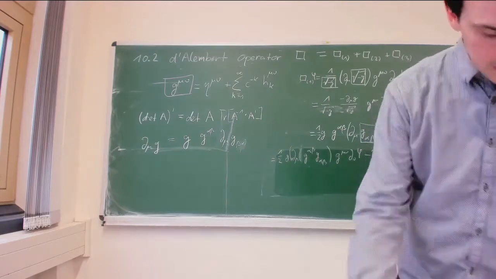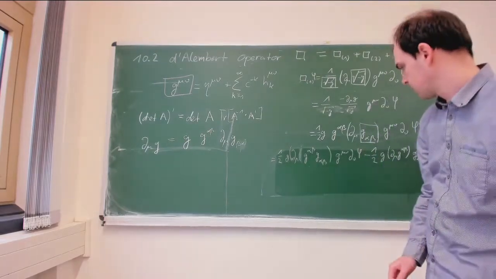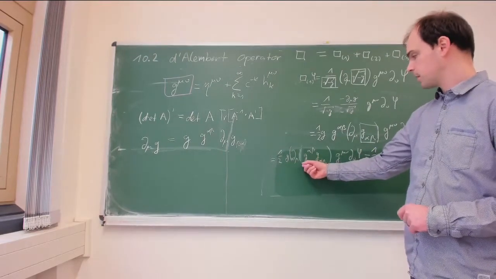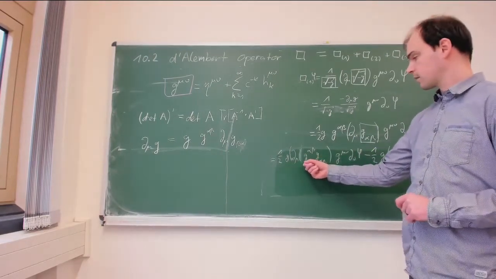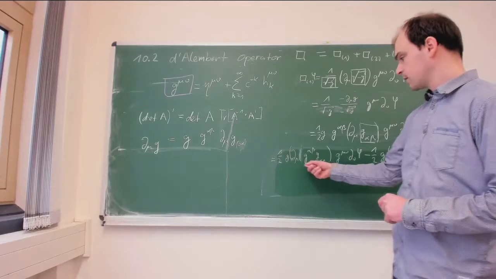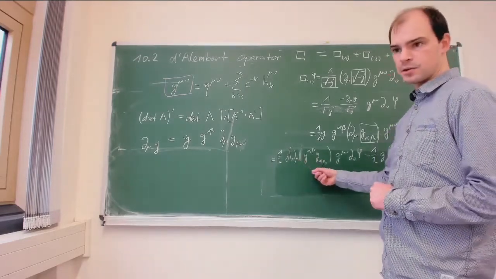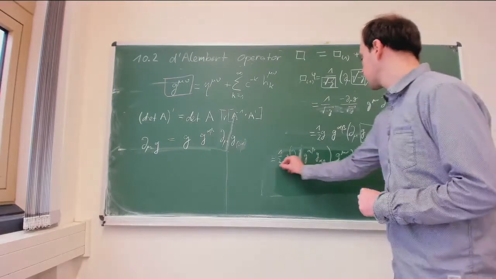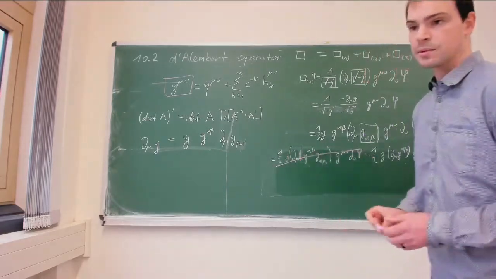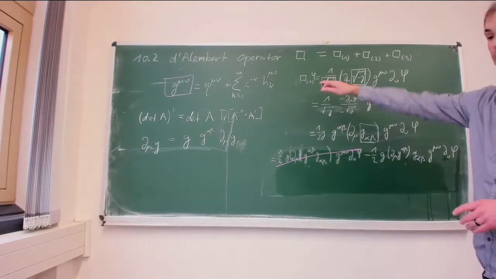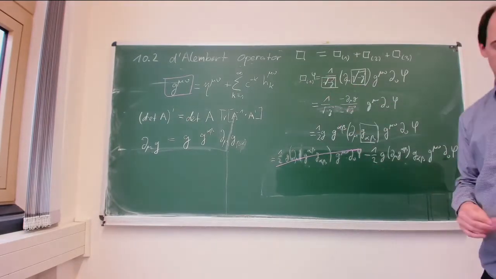And now we observe that this is the inverse metric and this is the matrix, so this is just the matrix times its inverse. So this is the unity matrix, and of course the derivative of the unity matrix is 0. So this term actually vanishes completely, and we have rewritten our box 1 expression in this way.